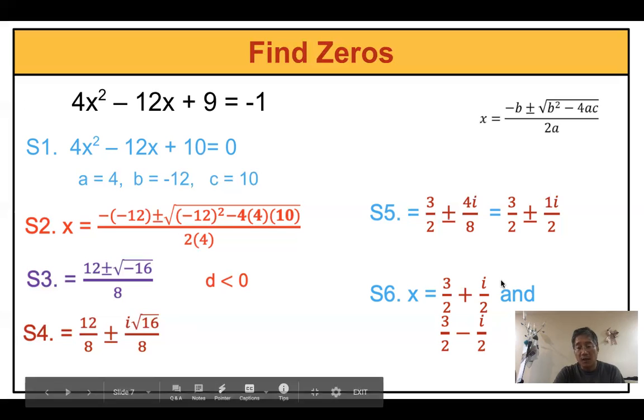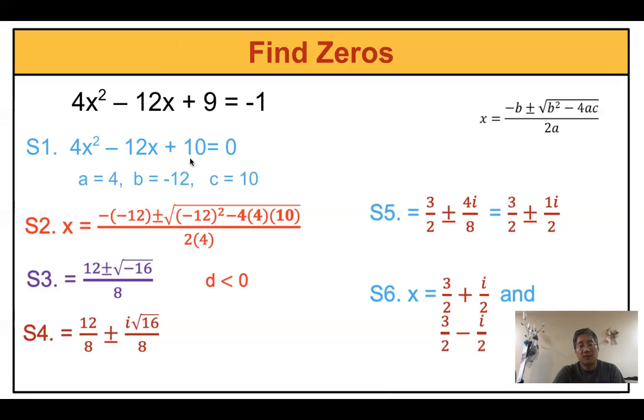over 2. But these are imaginary solutions, which means there are no real solutions, right? They are two imaginary solutions. Imaginary is not a real solution. So in the graph, this will never touch the x-axis, right?